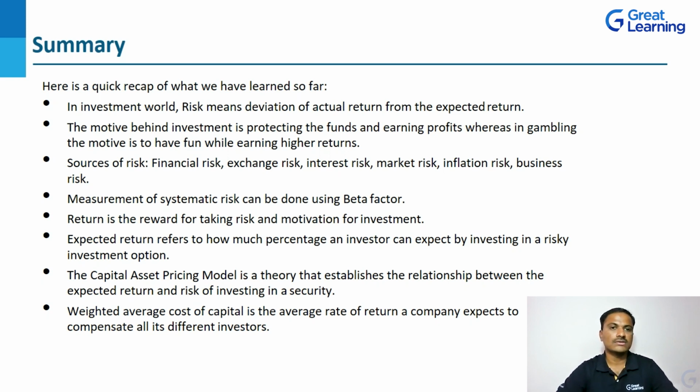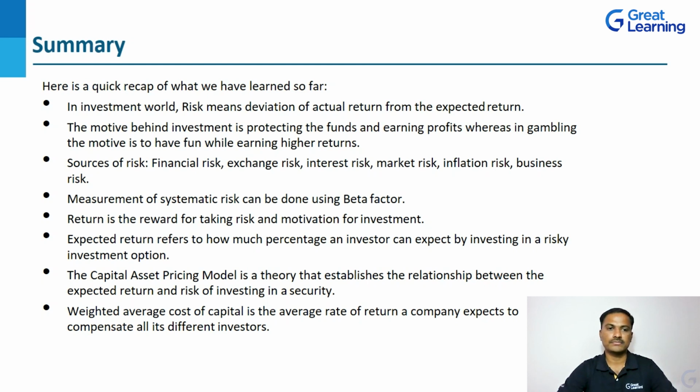So, what are the sources of risk? Financial risk, exchange risk, interest risk, market risk, inflation risk, business risk. So, these are the sources of risk for an investment. So, the measurement of systematic risk can be done using the beta factor. Return is the reward for taking risk and motivation for investment. Expected return refers to how much percentage an investor can expect by investing in a risky investment option. Capital asset pricing model is a theory that establishes the relationship between the expected return and risk of investing in a security. So, what is the return that I should expect in a particular financial instrument considering the risk embedded in it?